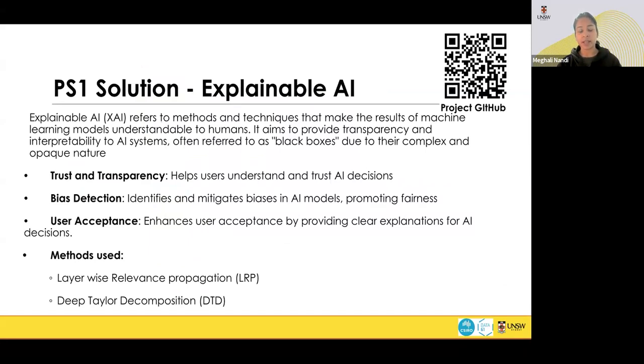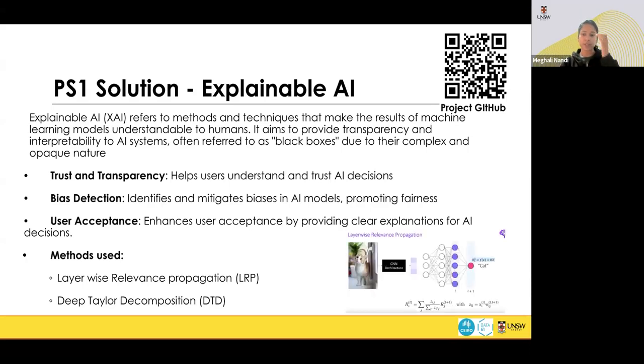Now, for the methods used in this work, because it's the first work using explainable AI on DRAs, we have used layer-wise relevance propagation, that's LRP, and deep Taylor decomposition, that's DTD. We have used LRP for smaller datasets and smaller models, and we have used DTD for larger models. The reason for this is properly explained in our paper. Because we have a constraint in time, I'm not going to go into the details of this.